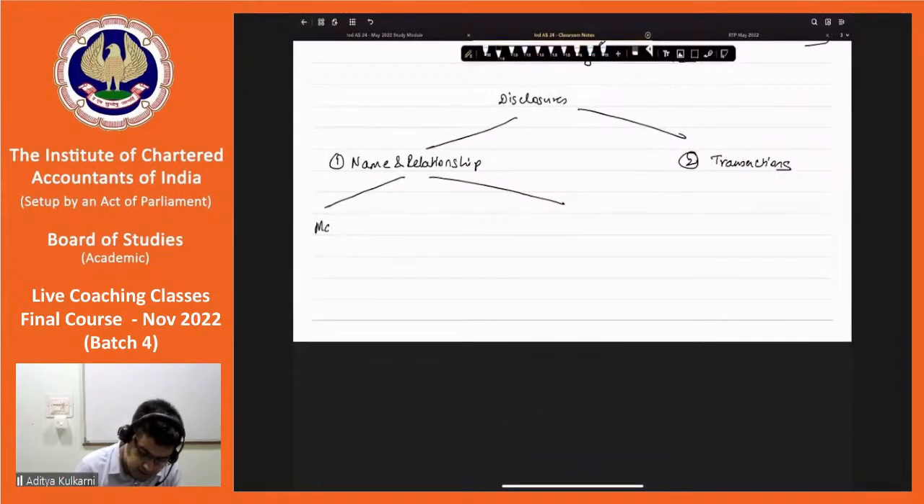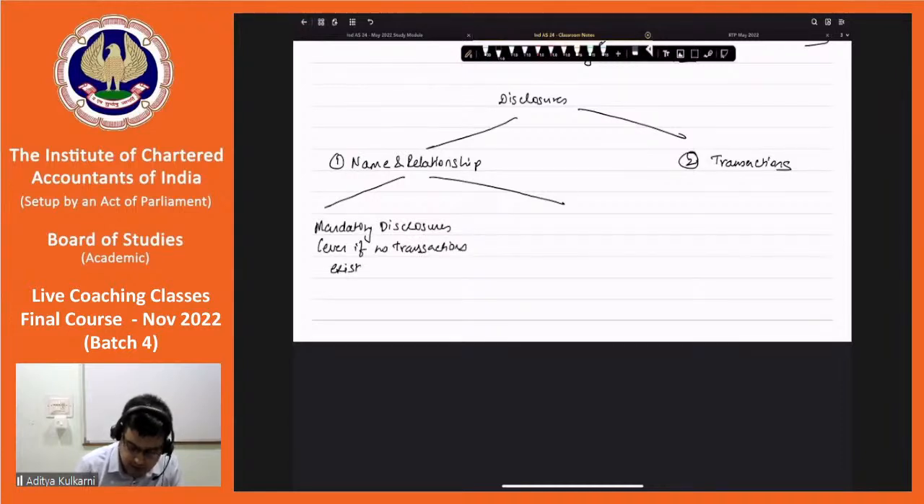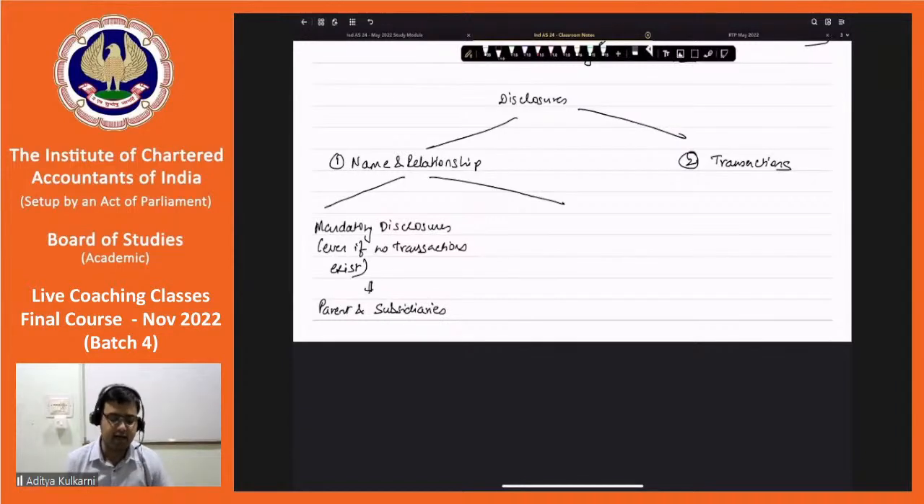Name and relationship disclosures can be further classified into 2 parts. First part is mandatory disclosures, even if no transactions exist. This will be given in the case of parent and subsidiaries.